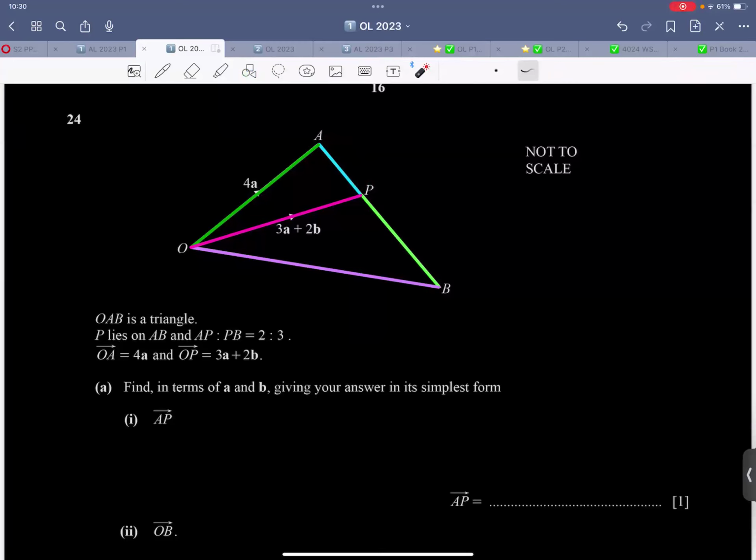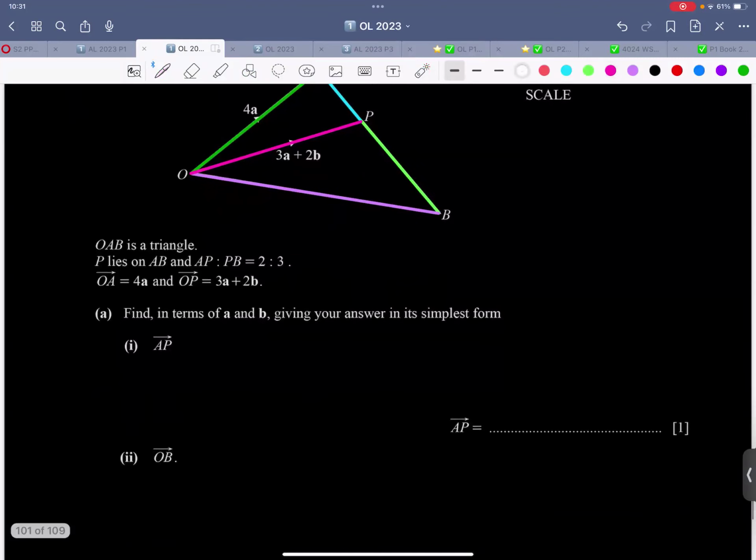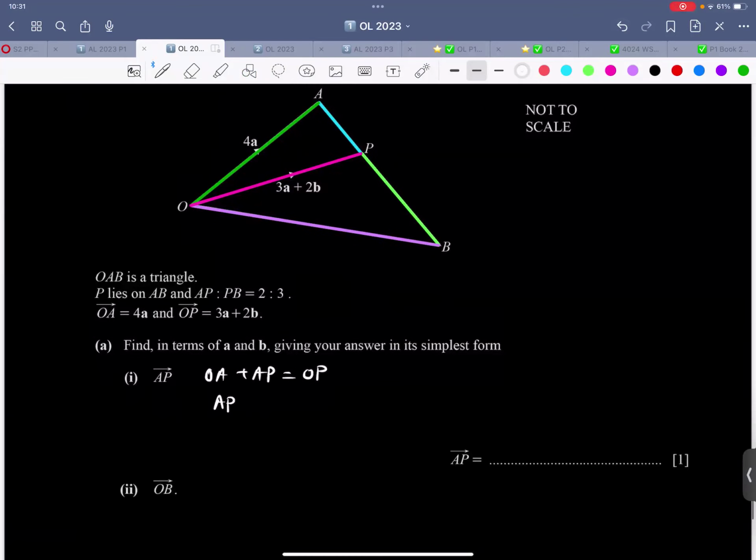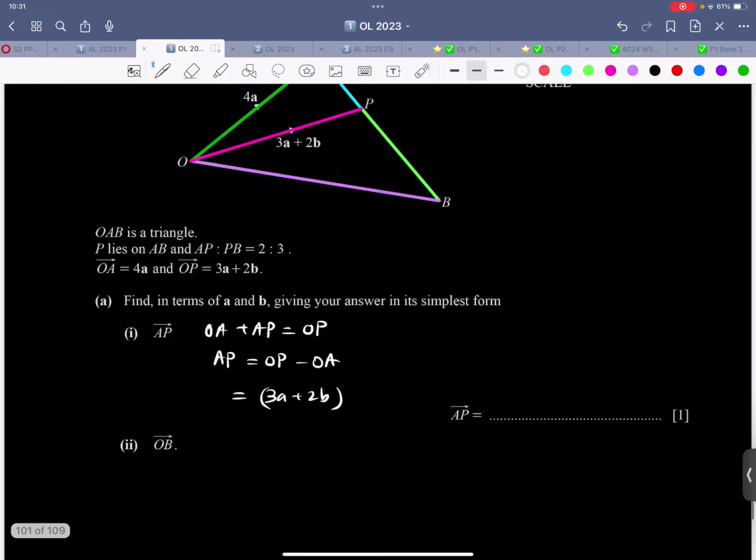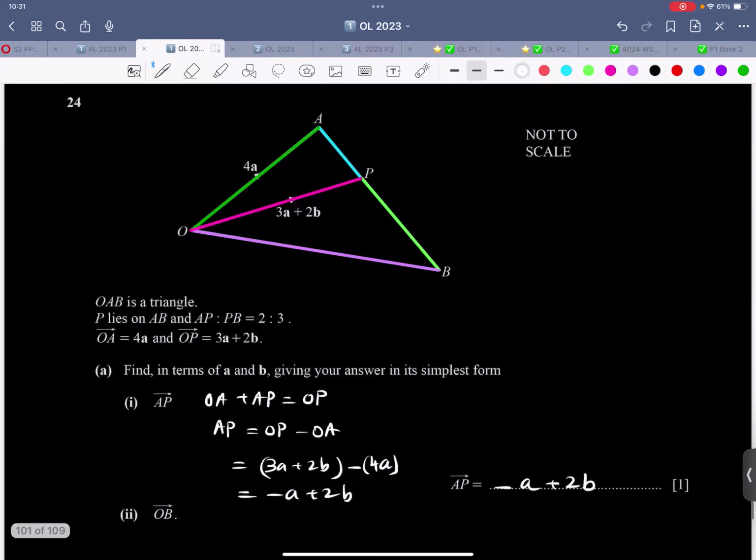Okay. So when we talk about AP, O till A till P is O till P. OA plus AP, let me choose a thin marker, OA plus AP is equal to OP. Therefore, AP is OP minus OA. OP is given as 3a plus 2b and OA is given as 4a. So therefore, this is negative a plus 2b. You can also write this as 2b minus a. So this thing is done.